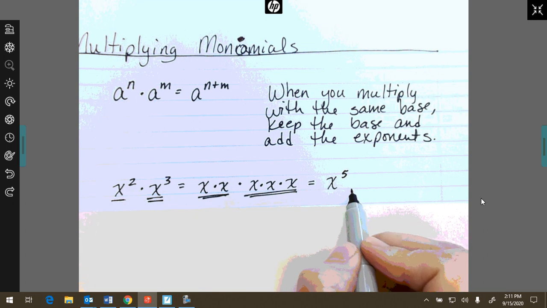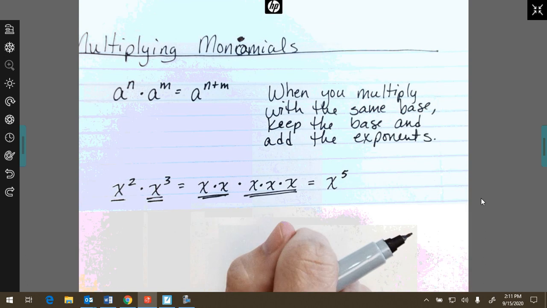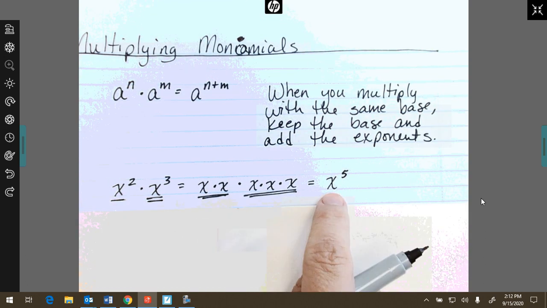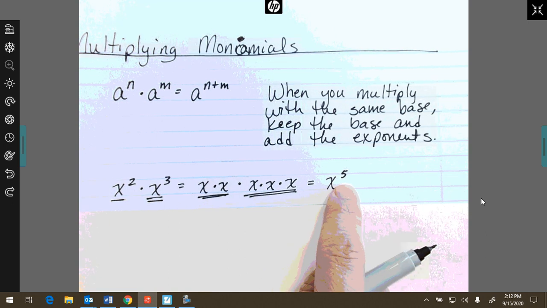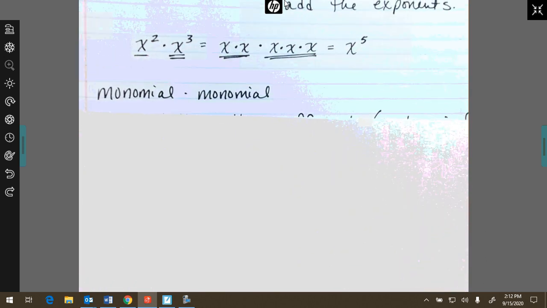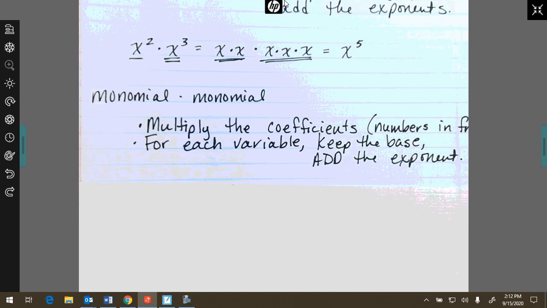It goes back to that repeated multiplication. Okay, so it's not mystical. It goes right back to that repeated multiplication. Notice that my base stays x, and then 2 plus 3 is 5. Now, let's take a look for when we have monomial times monomial. So that means not just an x squared times an x cubed, but like 10x squared times negative 7x cubed. So we're going to look at monomial times monomial.